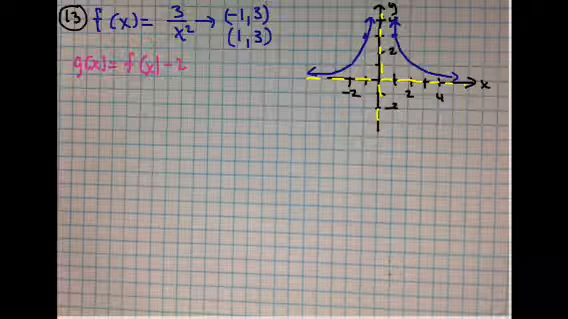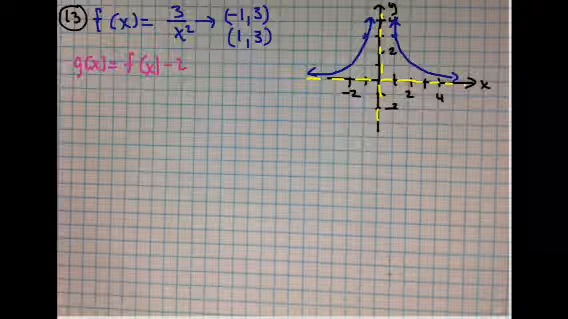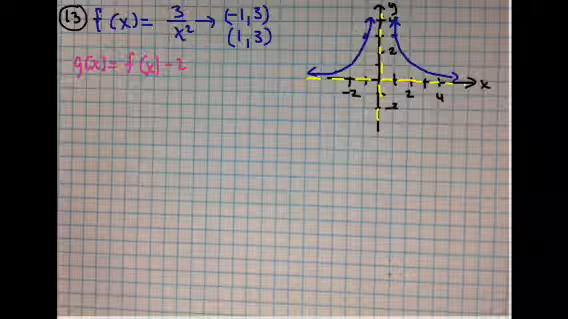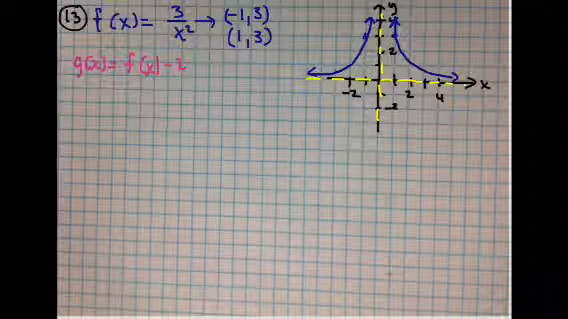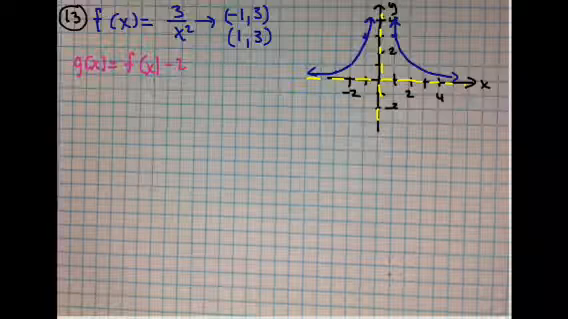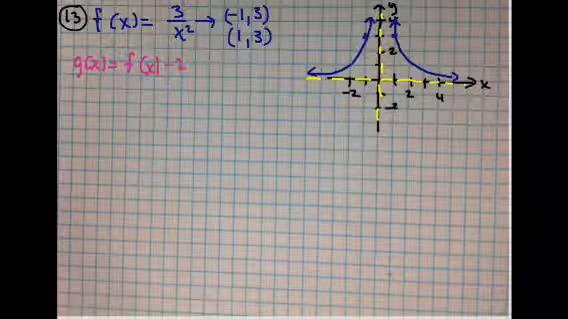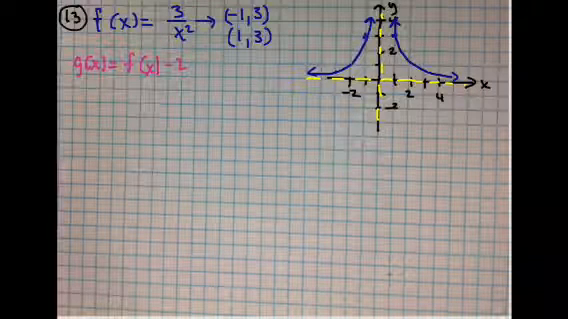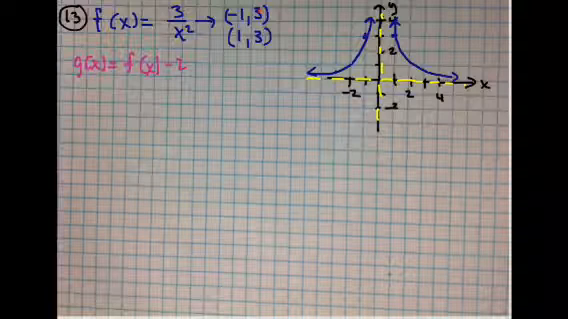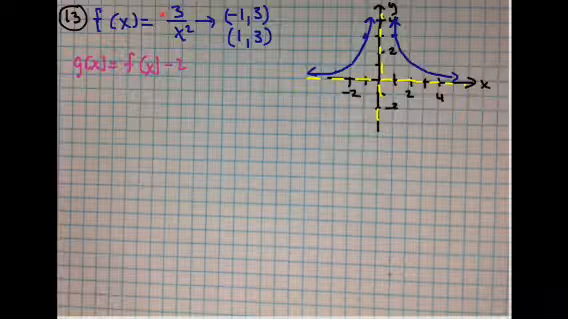So 13 is, the next few problems are going to be 3 over x squared, and we have 1 over x squared in our parent function booklet. So 3 over x squared just means that there's a vertical stretch by a factor of 3. So that's going to give us these 2 points right here. The yellow asymptotes, those are the asymptotes for f of x. Okay, for this function right here.